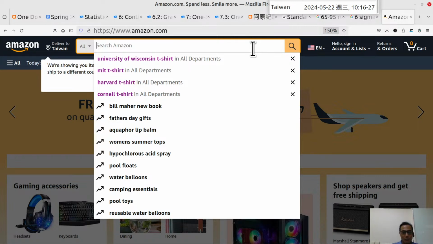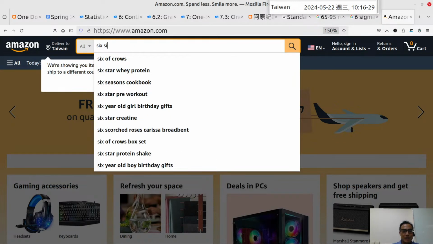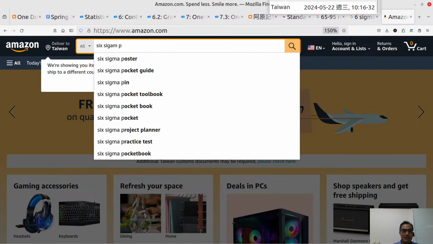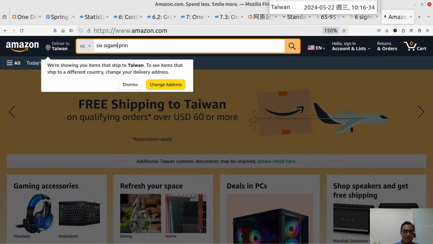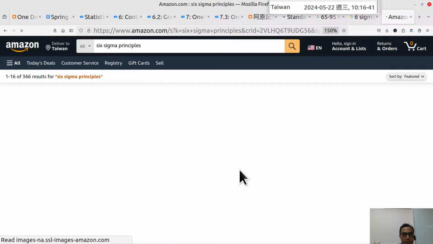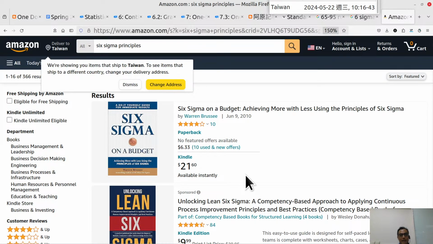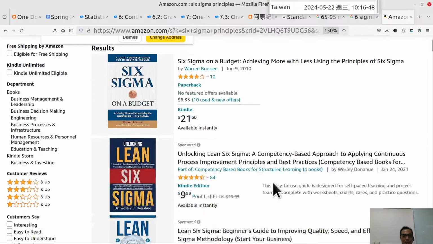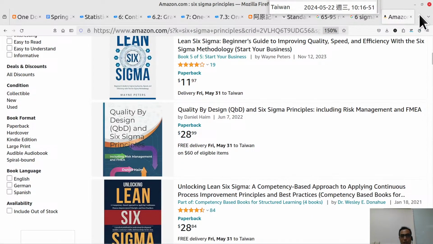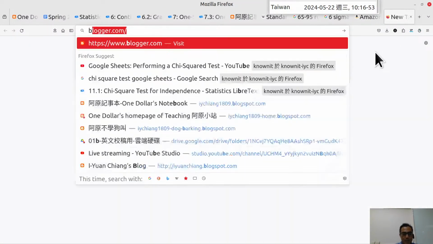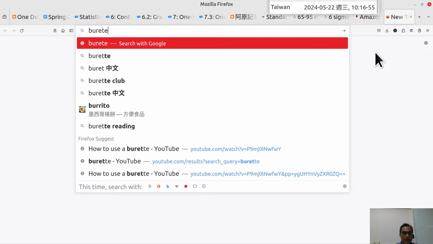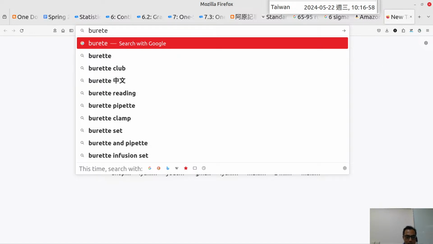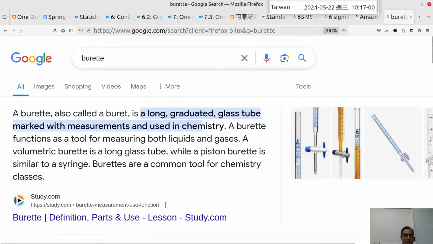Let me show you this issue, Six Sigma principles. You can see a lot of books about this issue, and what I show you is a burette.